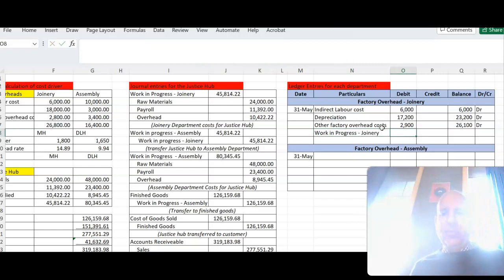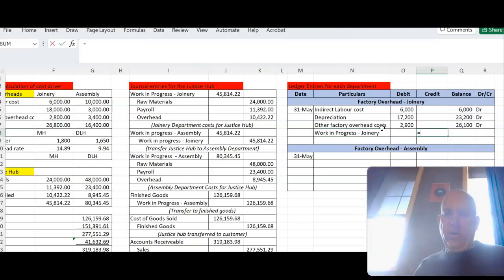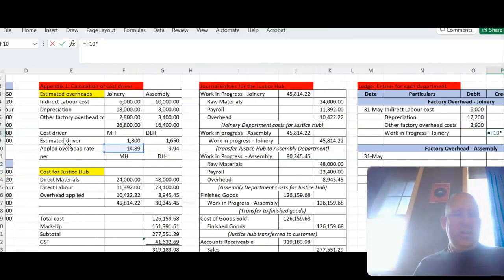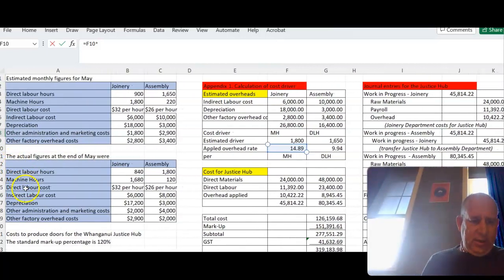Now probably this is the hardest bit of the lot. So what we do is we look at, we're using machine hours here, so we're going to put the rate there multiplied by the actual machine hours that we used in that department. Notice that it's below what we expected.